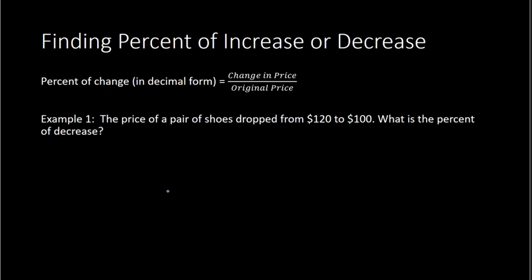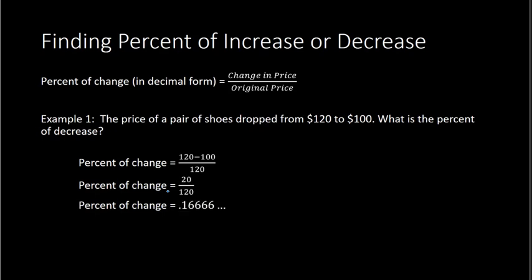So for example, if the price of shoes dropped from $120 to $100 and you are to find the percent of decrease, what I do is I take 120 minus 100, that gives me the change in price, and then divide that by the original price, which was 120. So the change in price was $20. Divide that by the original price of $120. I can divide to get 0.16 repeating, and then convert this to a percentage.